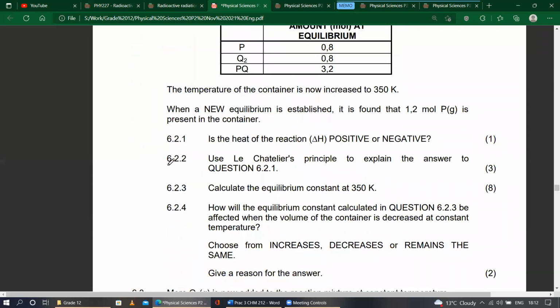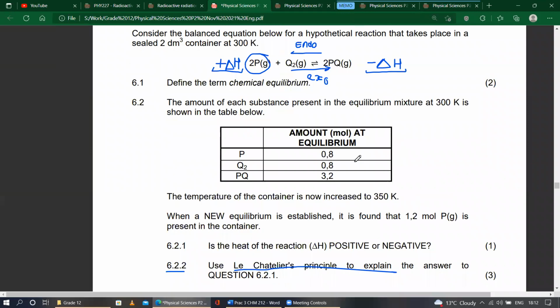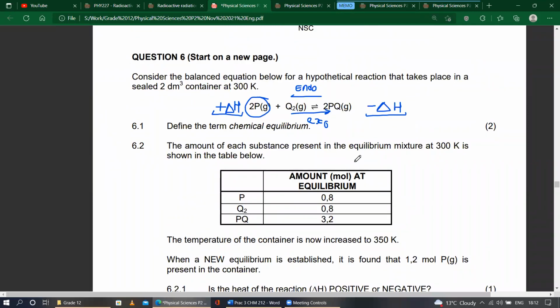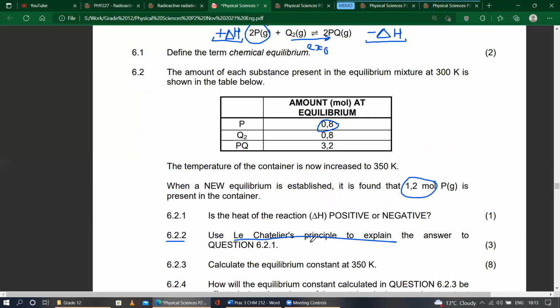And they say 6.2.2, use Le Chatelier's principle to explain the answer. So I basically explained it using Le Chatelier's principle because I said when the temperature is increased, the equilibrium is gonna favor the endothermic reaction. Thus, the amount of P at equilibrium is gonna increase from 0.8 moles to 1.2 moles. So that's basically how you're gonna explain it using Le Chatelier's principle. You understand that part?